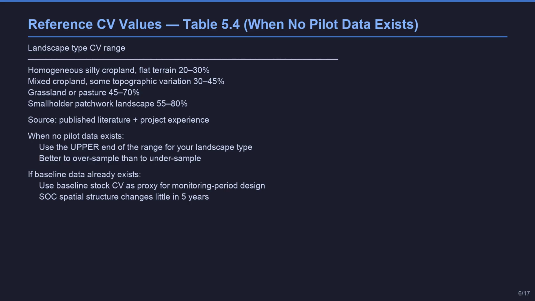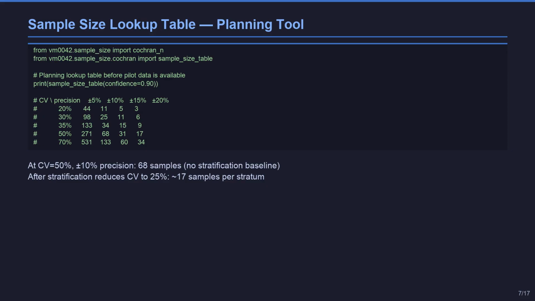The spatial structure of SOC doesn't change dramatically in 5 years. Let me show the toolkit implementation. The sample chart size entry table function prints a planning lookup table, useful for estimating sample needs before you have pilot data. Rows are CV values, columns are precision targets.